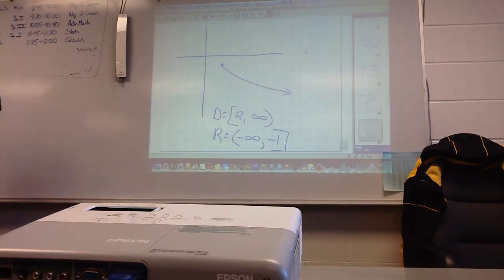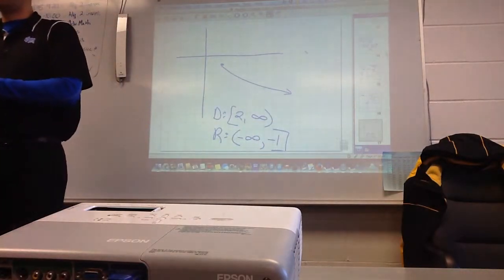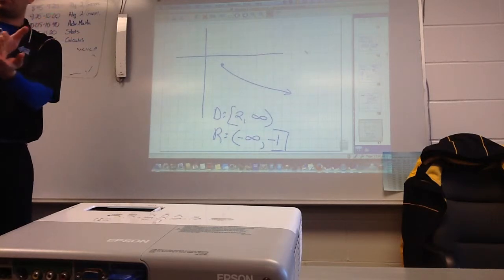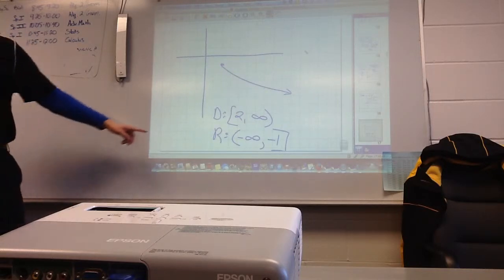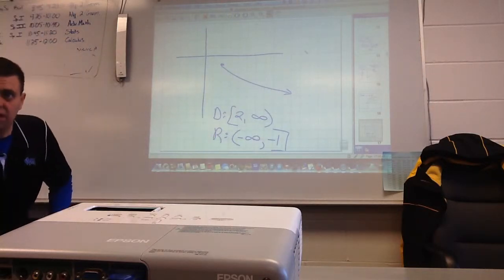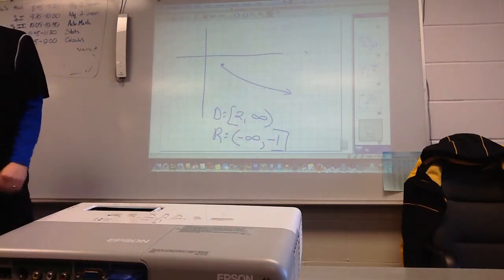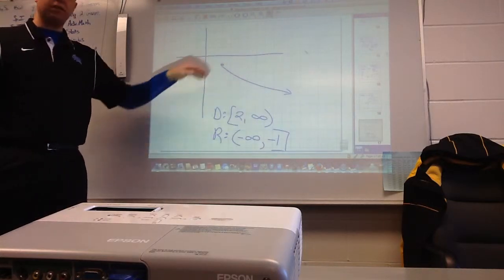What y values does it touch? A lot of people in the other class said -1 to -infinity, which is correct, just say it in the right order, because I always want to go from the smallest number to the bigger number. What's smaller, -infinity or -1? -infinity is the smallest number. So we say my range is every number from -infinity all the way up to -1. So that would be the domain and range of this graph.